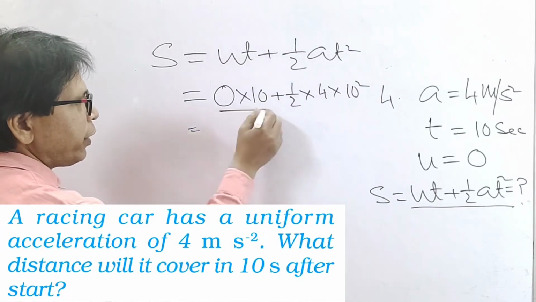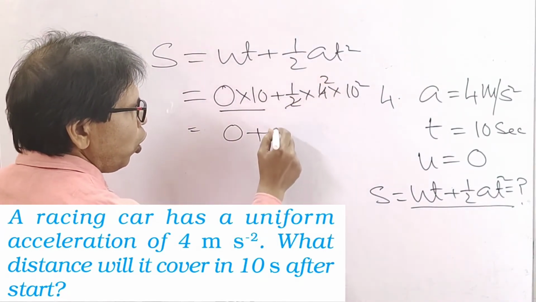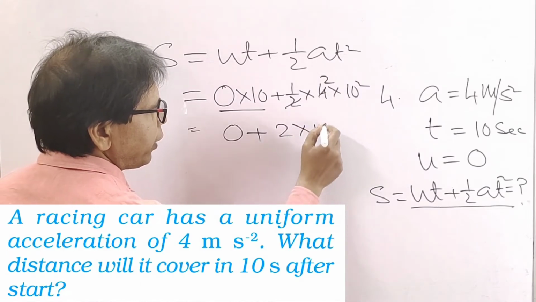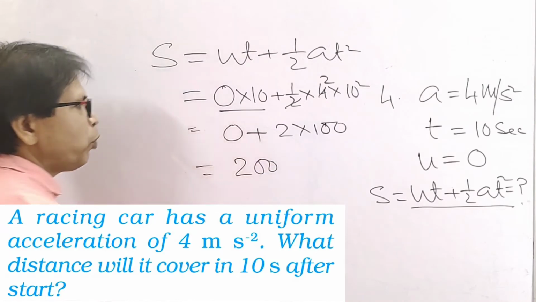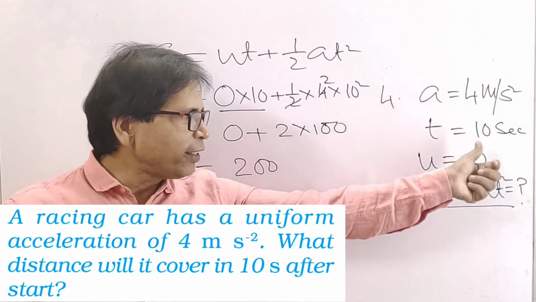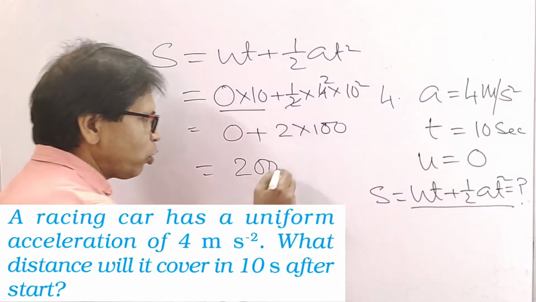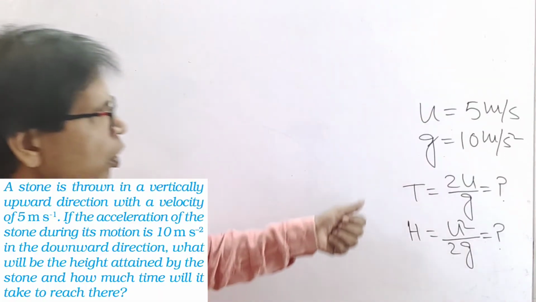Look at this. This is 0 plus, and this is 2. So 2 into 10 square means 100. So this is 200. Therefore the distance covered by the racing car in the first 10 seconds is equal to 200 meter. Okay, understood?